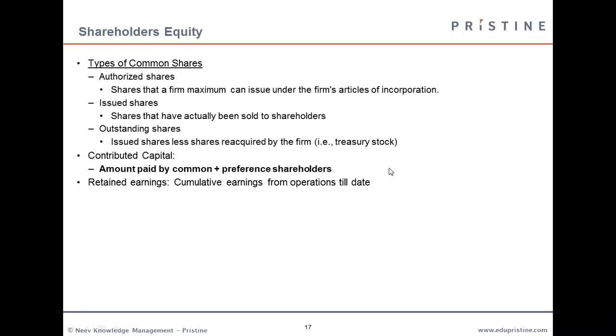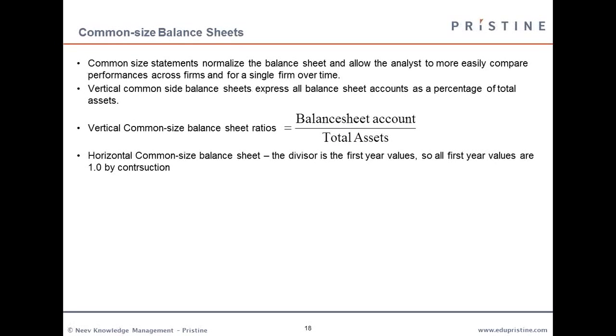Retained earnings are the cumulative earnings from the operations till today. So that's one component of shareholders' equity. In case of balance sheet, we have common size balance sheets. For the analysis, we use common size balance sheets. Among these, we have two types: vertical common size balance sheets and the horizontal common size balance sheets.